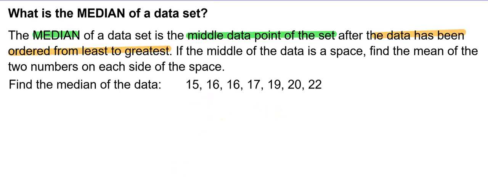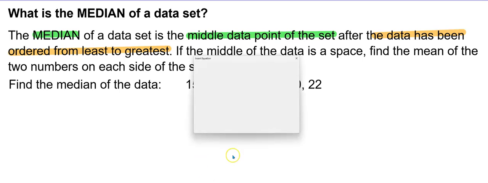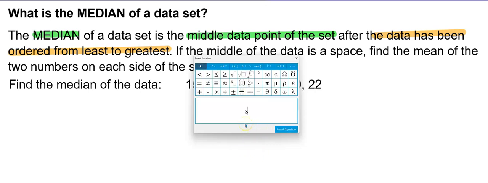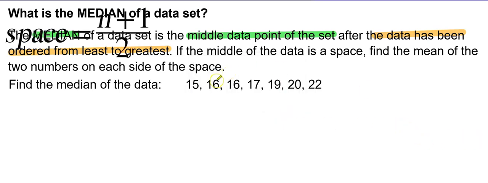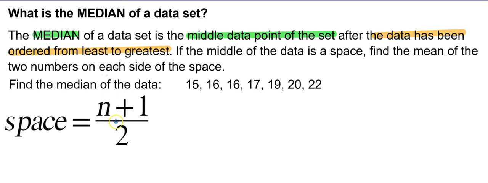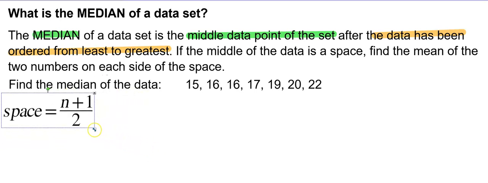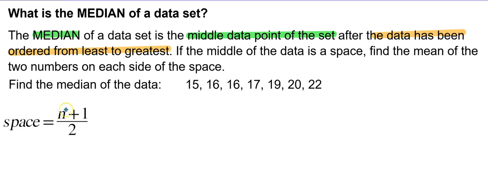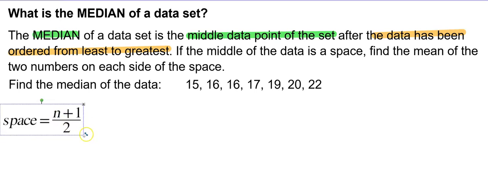I find the easiest way to find the space that I am looking for is to take the number of items, n, add 1, and then divide all of that by 2. So to find the spot of the median, I'm going to find how many items there are, that's n. I'm going to add the number 1, and then divide by 2.